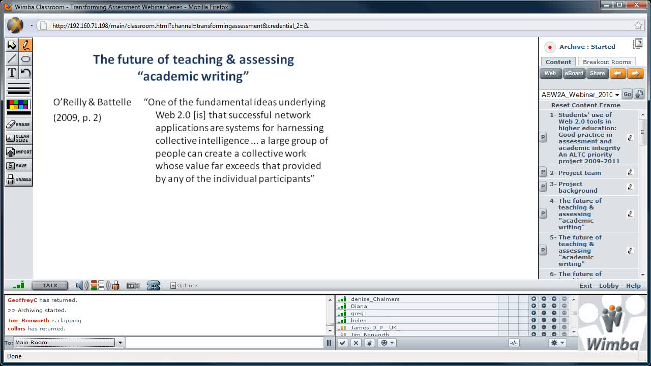Tim O'Reilly originated the term some years ago, and late last year at a major Web 2 conference in San Francisco, he had some pretty interesting things to say about where Web 2 was going, and some very positive things about what it meant for intellectual life.